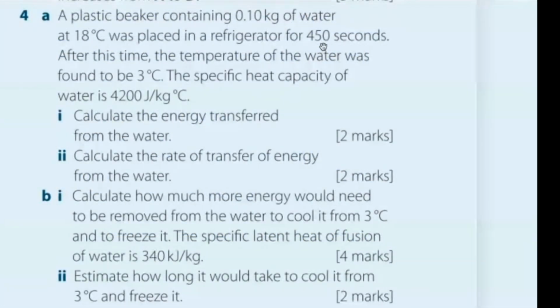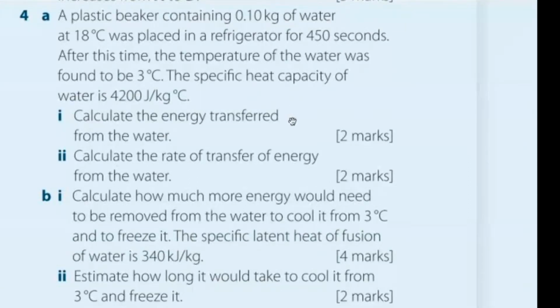So 450 seconds is what we haven't used just yet in our answering of question 4, and again, in physics, you've got to make sure you use all the variables, okay? And that's a clue to the question. So rate of transfer of energy, what we mean by rate of energy is how much energy is being transferred per second. So if we're told that in 450 seconds, the temperature goes from 18 degrees Celsius down to 3 degrees Celsius, that's the time it has taken. We've just worked out the total energy transferred, our delta E, and we're given 450 seconds in the question.